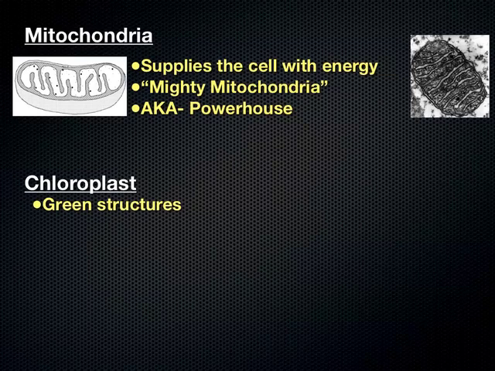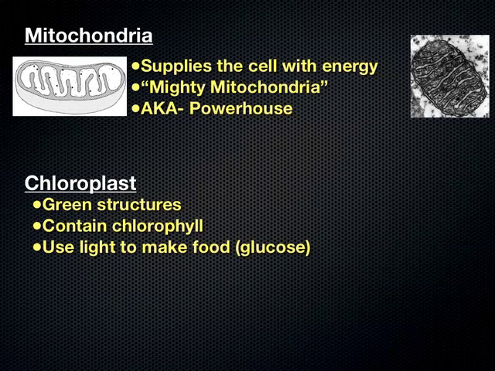Chloroplasts are found in plants only. They are green. They are what make the grass outside that's still green. It's green because you're seeing the chloroplasts inside of those cells. And chloroplasts contain a pigment called chlorophyll, which can absorb the sun's energy and use it to do what? Photosynthesis, to make food.